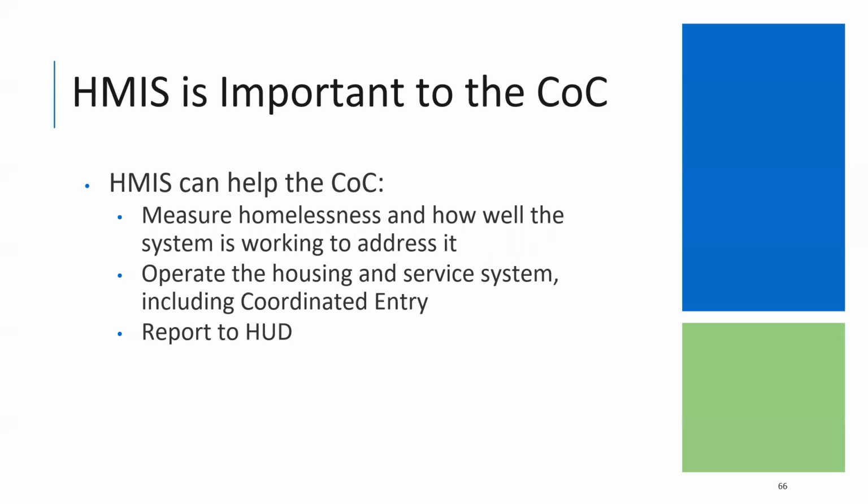It plays a very important role. HMIS can help the CoC, again, measure homelessness and how well the system is working to address it. The more programs you have participating in HMIS, the more you can actually do this in an accurate way. The HMIS system helps to actually operate the housing and service system, including coordinated entry. So projects are using HMIS to really run these programs and keep track of all the data that's required. And then lastly, it's really important for reporting to HUD. HUD has certain reports that CoCs have to submit annually, and the HMIS system plays an important role in making that happen.